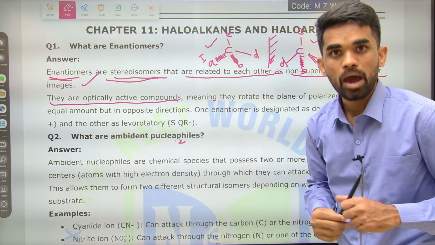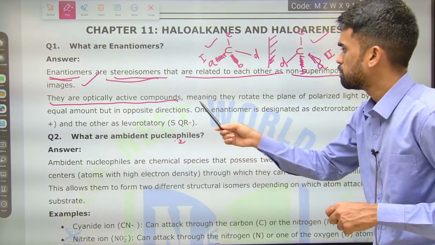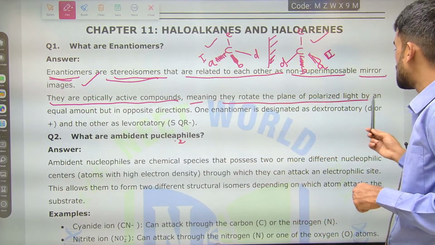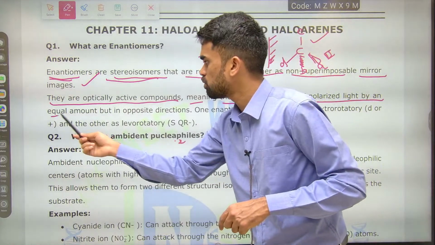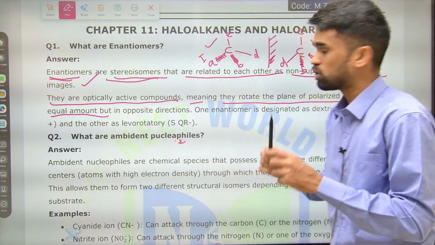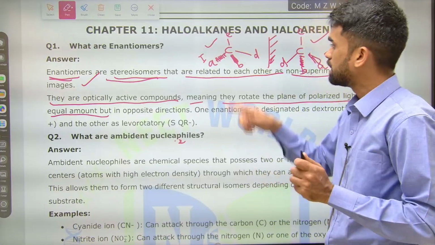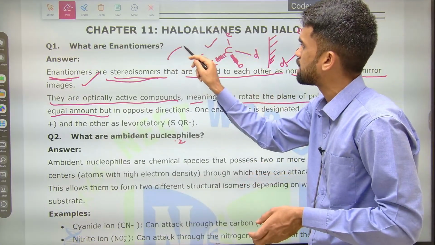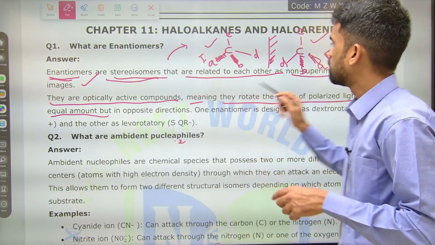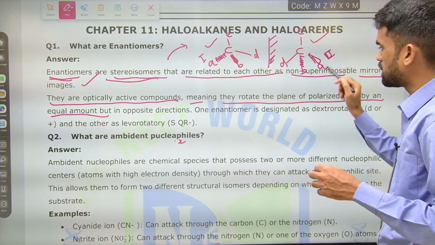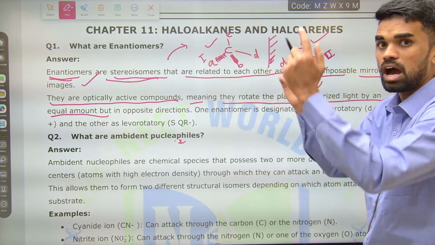Then next, they are optically active compounds. Enantiomers are optically active compounds, meaning they rotate plane polarized light by an equal amount. If this is rotating plane polarized light to the right side with some angle, with the same angle its mirror image will rotate it to the left side, in the opposite direction.